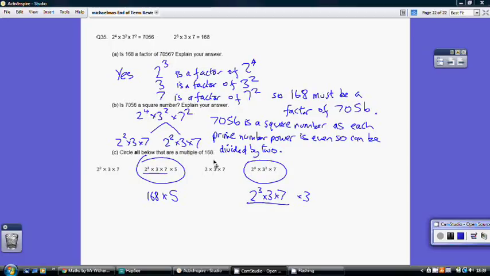Now this third one, again this is a factor of 168, it's not equal to or bigger, it's not a multiple, that is a factor, whereas this is a multiple because we've got 2 cubed times 3 squared times 7, so that's really a 2 cubed times 3 times 3 times 7, 8, and we're just multiplying it by 3. So where we've got product of prime factors which include all of these factors and more, that's when we've got the multiples. So these are the two multiples.